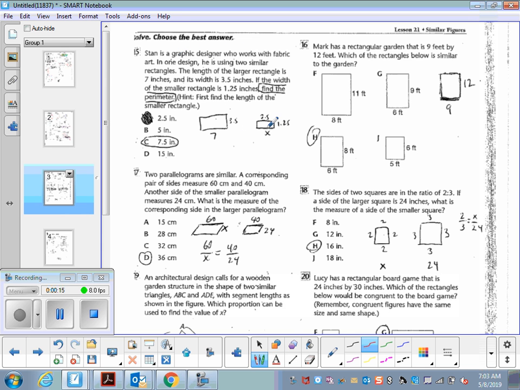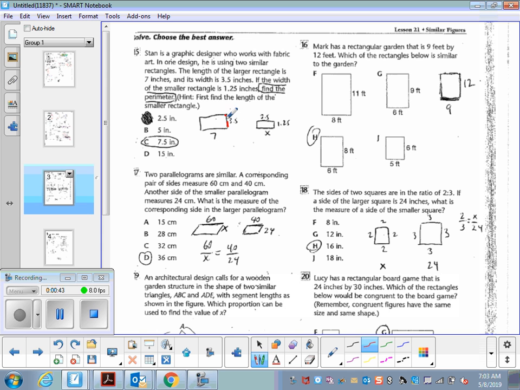So I went ahead and drew two similar rectangles after I noticed that the length of the larger one was 7 and its width was 3.5. So if this was 7, the height would be about half that because 3.5 is half. So you've got now your 7 by 3.5 rectangle. Now it tells us for the other one that the width is 1.25, and we're going to find the perimeter of this smaller rectangle.